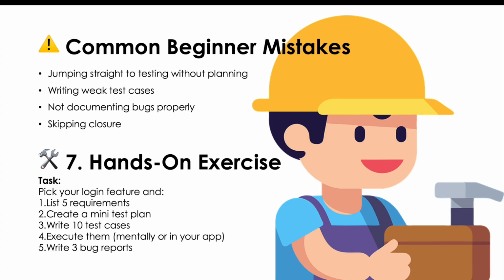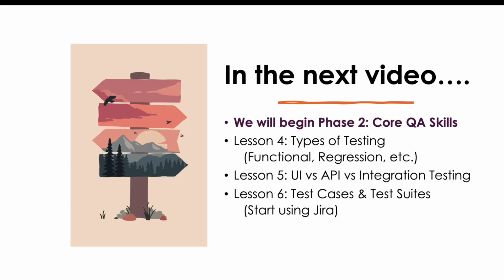properly, skipping closure. Hands-on exercise: your task is to pick your login feature and list 5 requirements. Create a mini test plan, write 10 test cases, and execute them mentally or in your app, and then write 3 bug reports. In the next video, we will begin Phase 2, Core QA Skills.